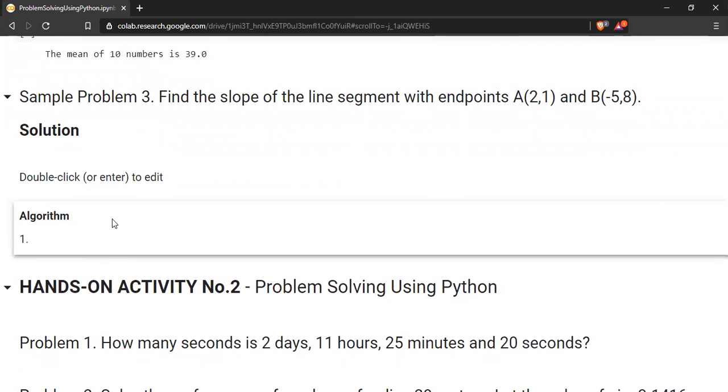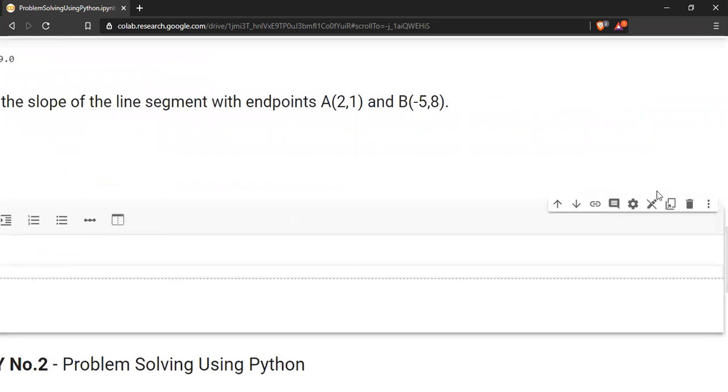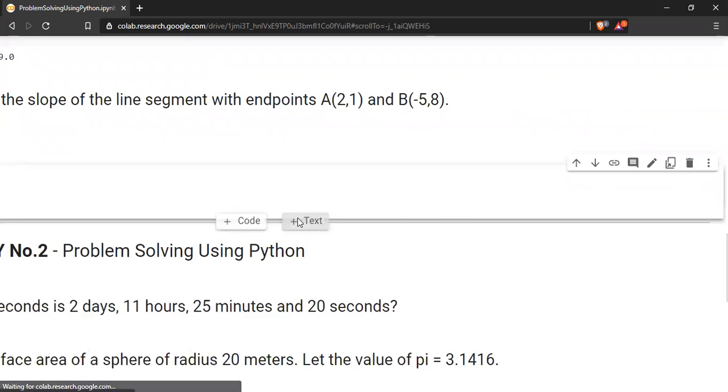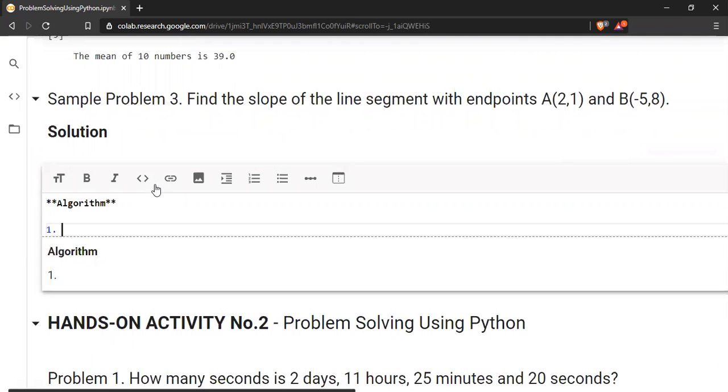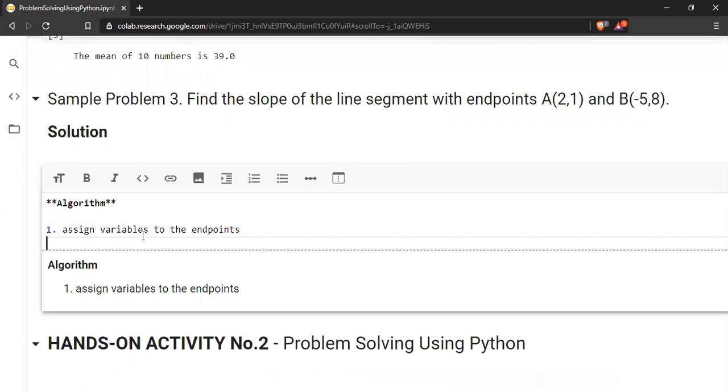I will delete this first. This is blank. I will go back to the algorithm. So our first step is to assign variables to the endpoints.